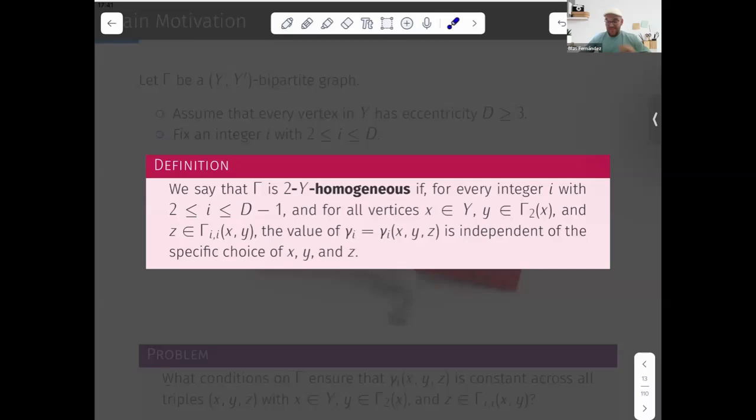Okay, if this is the case, if for such a graph all the scalars gamma i do not depend on the choice of the triple x, y, and z for every i between 2 and the eccentricity minus 1, we will call such a graph 2-Y-homogeneous. So now we need to process all this information, and for that I will introduce some examples and how we can easily think about this property in a combinatorial way.